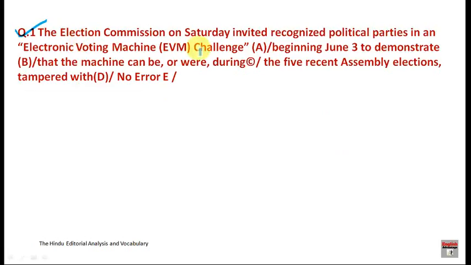Now what is the error in this sentence? Please go through the complete sentence properly, and whenever you notice this word, always remember that this word is followed by to. So after invited, here you have to put to. So that is the error in this sentence, and your answer will be A.